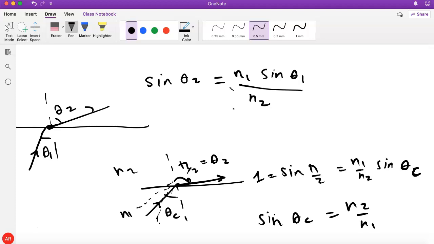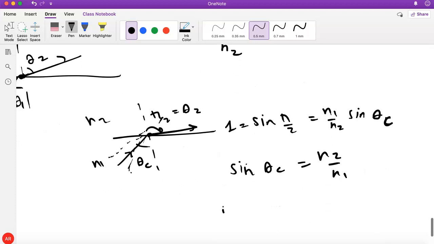So the lesson is, when you're incident from a medium with a high index of refraction onto a medium with a smaller index of refraction, such that you bend away from the normal, there's going to be a critical angle given by this equation, arc sine of n2 over n1, such that if your incident angle with the normal is larger than that, nothing goes through. You're going to get total reflection.